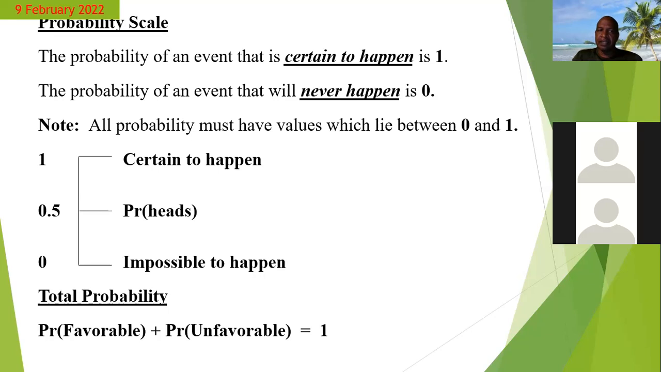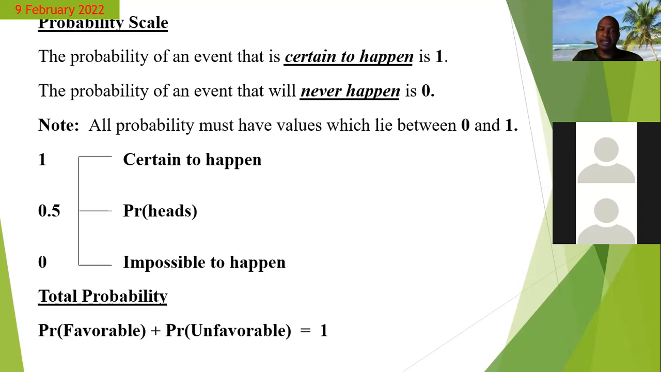So remember, guys, probability values will only fall between 0 and 1. That means most of the probability values will be fractions, right? Except for 1 and 0, all the other probabilities that you can have will be a fraction. Is that clear? So our probability scale can only go from 0 to 1.